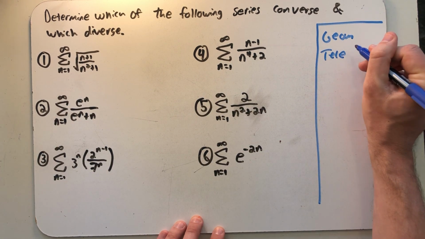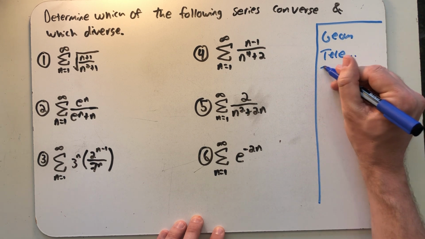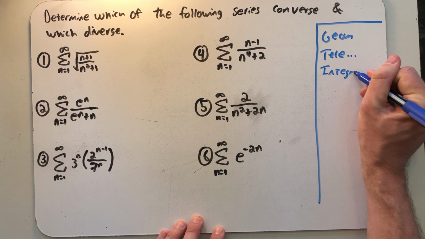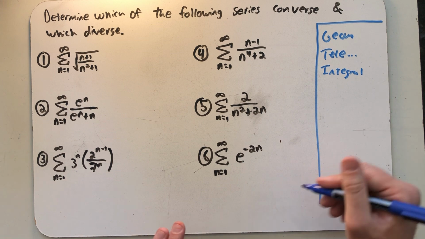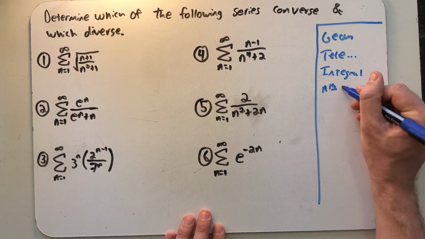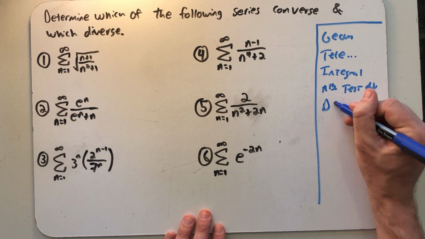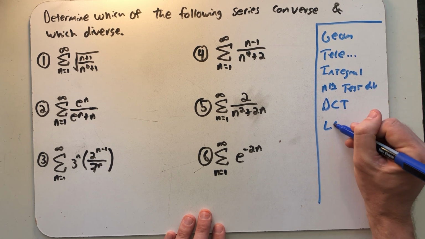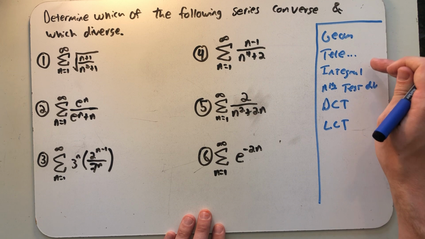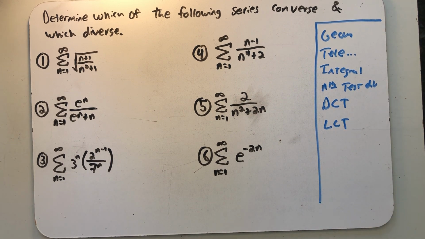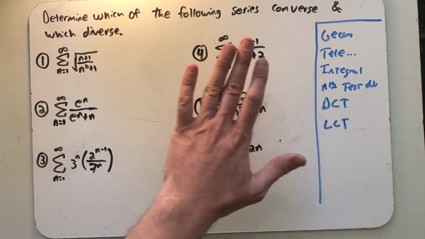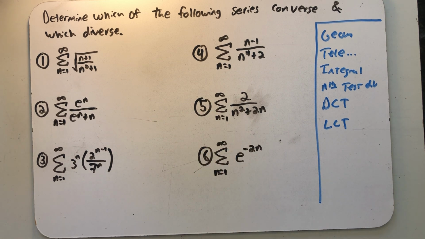There's a telescoping sum somewhere in here. There's something I can use the integral test on, at least one thing in there. There's something that I'll use the nth term test for divergence on. And then I have 2 comparison tests, the direct comparison test and the limit comparison test. Pause the video here and see if you can assign each one of these to one of the problems. And again, there's more than one right answer, but I'll go through here in a minute and do it.